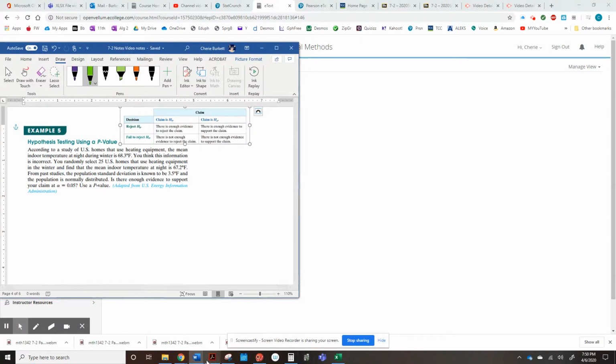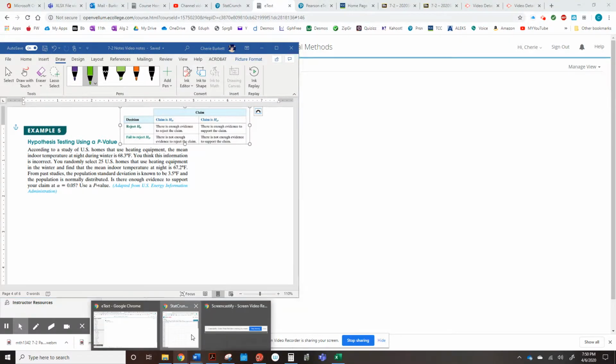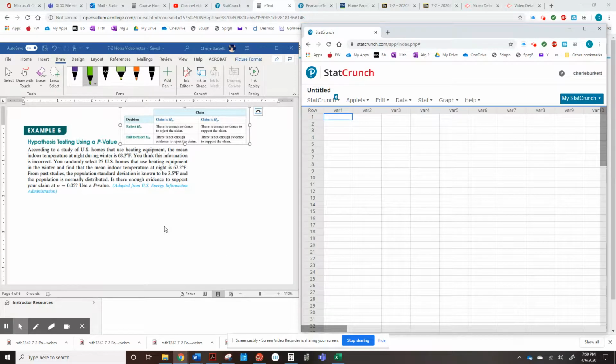All right, so I'm gonna do this next problem using StatCrunch. I try to get them so that I can do this side by side. Something weird is happening. Okay.